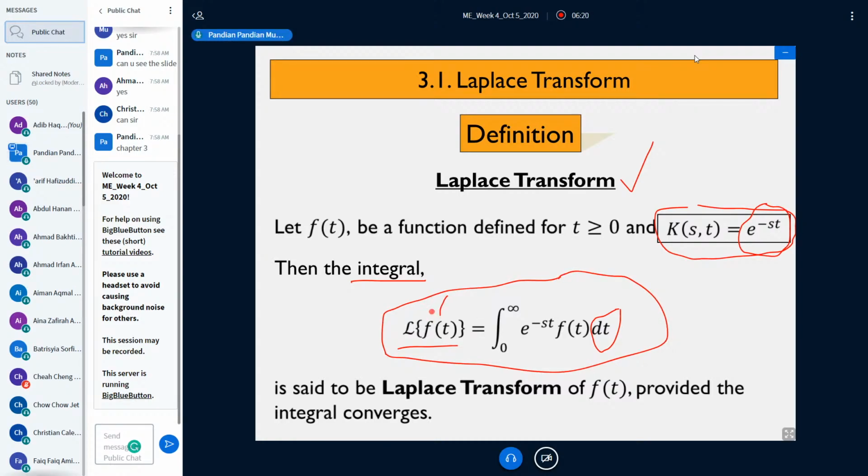f(t) can be any function. So we substitute inside, and we find that it is said to be the Laplace transform of f(t) provided the integral exists. So we will integrate and we find the answer.